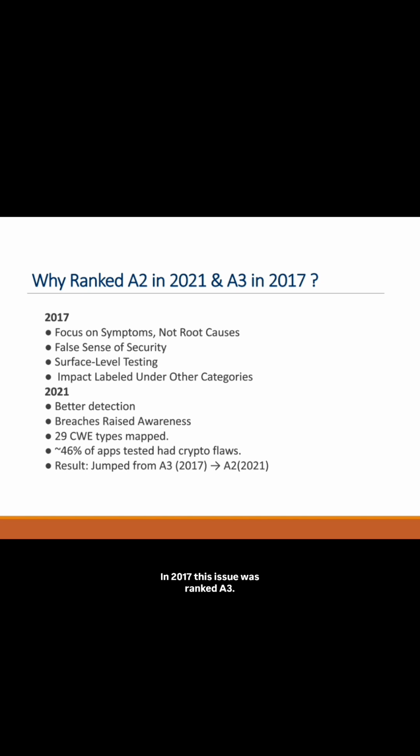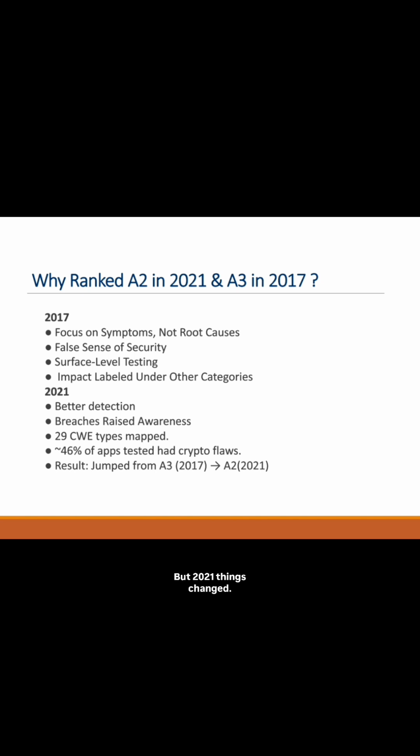In 2017, this issue was ranked A3. Why? Because it focused only on data leaks, not the actual crypto mistakes. And many teams thought, we use HTTPS, so we are safe. But no one checked algorithms, key handling, or randomness. And testing was also at surface level, like just asking is HTTPS enabled instead of checking TLS versions, certificates, or weak ciphers. And many crypto bugs were hidden under other categories like broken authentication or misconfigurations.